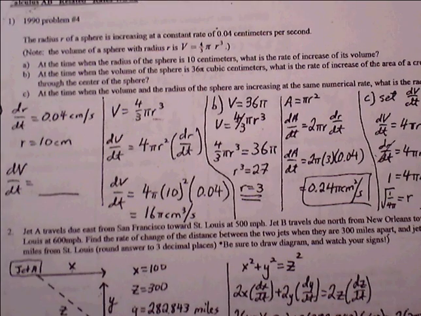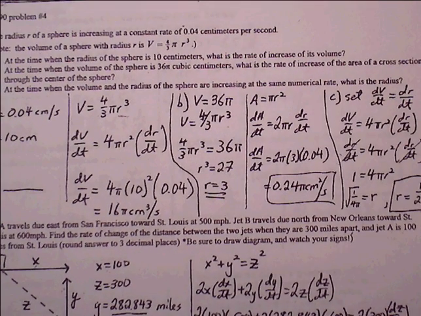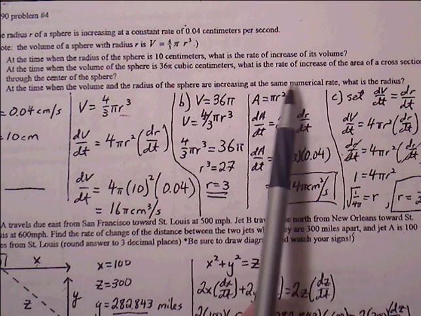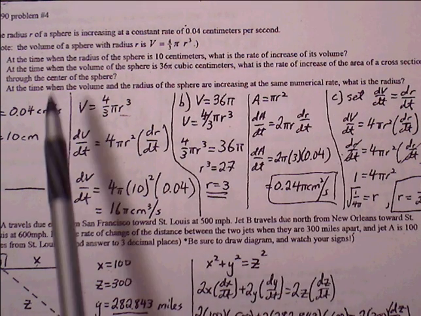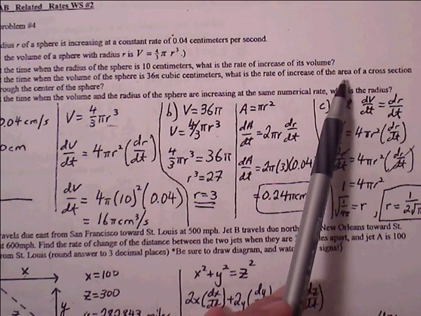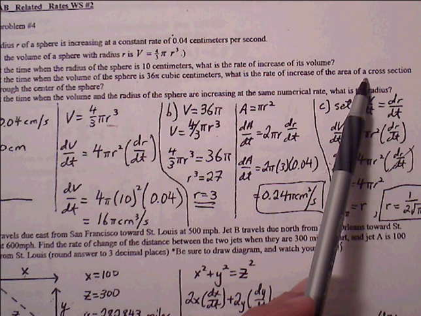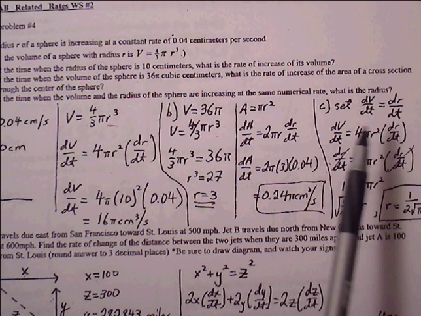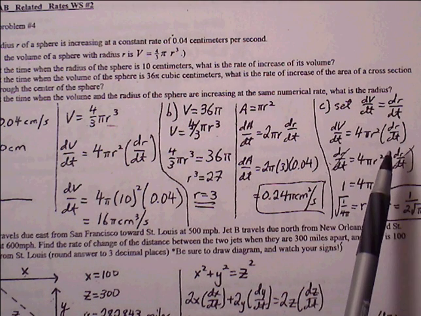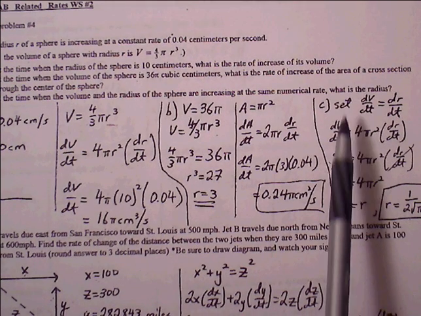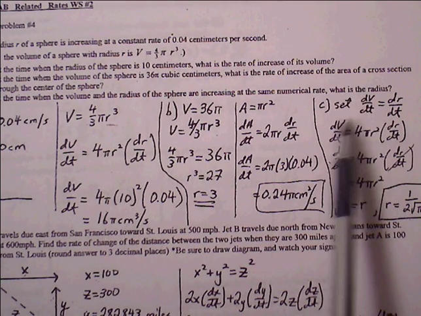All right, part B. At the time when the volume of the sphere is 36 pi cubic centimeters, what is the rate of increase of the area of a cross-section through the center of the sphere? So if we were to take a sphere and if we were to cut it in half and look on the inside of what we just cut, we're going to see that the cross-section is going to be a circle. So if we were to take a ball and cut it in half, looking inside, we're going to see a shape of circle.